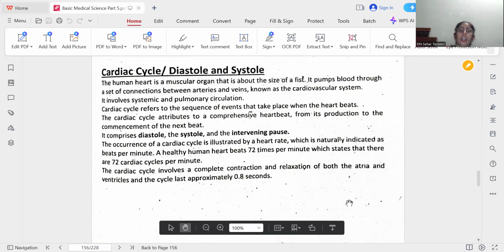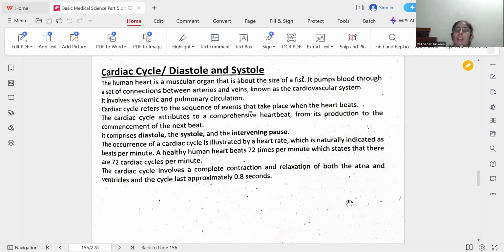The human heart is a muscular organ that is about the size of a fist. It pumps blood through a set of connections between arteries and veins known as the cardiovascular system. It involves systemic and pulmonary circulation. Cardiac cycle refers to the sequence of events that take place when the heart beats. The cardiac cycle comprises a complete heartbeat from its production to the commencement of the next beat.